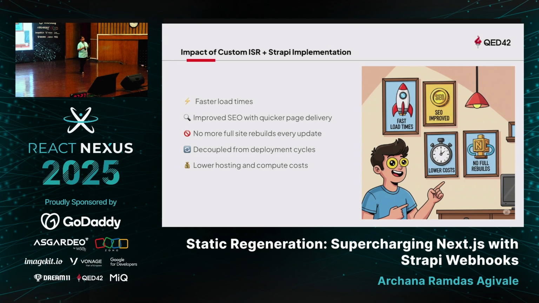Decoupled from the deployment cycle: many times when content changes, editors depend on the CI/CD pipeline. Only when the CI/CD pipeline gets triggered does the content go live. In this case, editors don't need to depend on the CI/CD pipeline or devs. The scheduler will do its job and the content will get updated after some interval of time. As I mentioned, we don't need any server, so obviously it's a lower hosting cost as well.